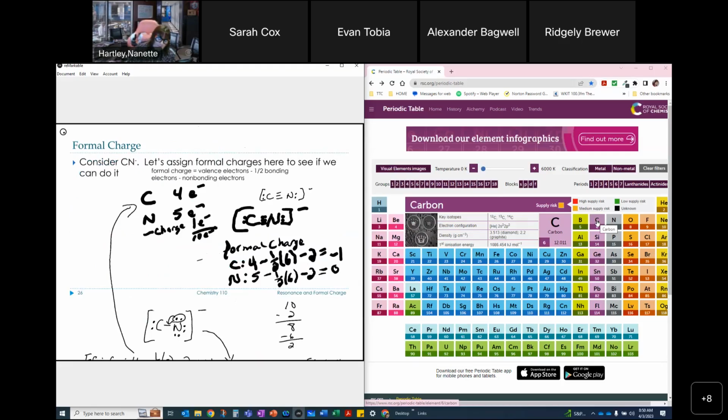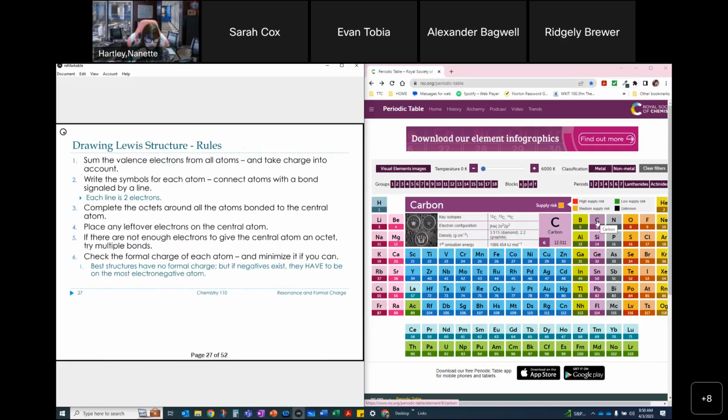Okay. We're going to talk about it more. So that means that we have our list of rules that we had previously. Up until 5, everything is exactly the same as what we've talked about. We sum the valence electrons from all the atoms, taking charge into account. We write the symbols for each atom, connect atoms with a bond signaled by a line.